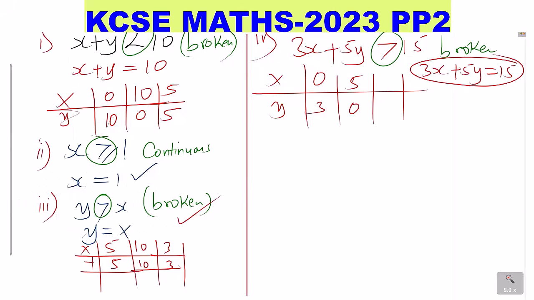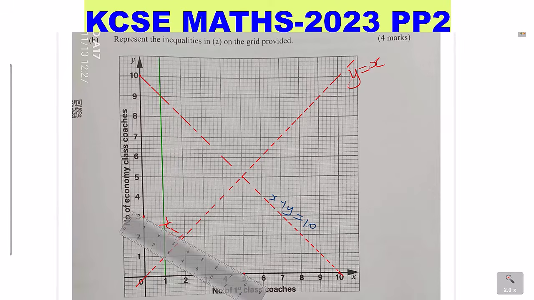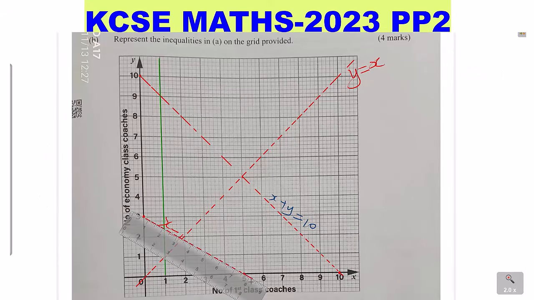The next one, which is the last one, 3x plus 5y is greater than 15. So you're plotting 0, 3, which is here, and then we have 5, 0. Those two are enough. 5, 0 is here. These are the points that you need to join, 0, 3 and 5, 0, in a straight line. So this is the line. That line should be broken.